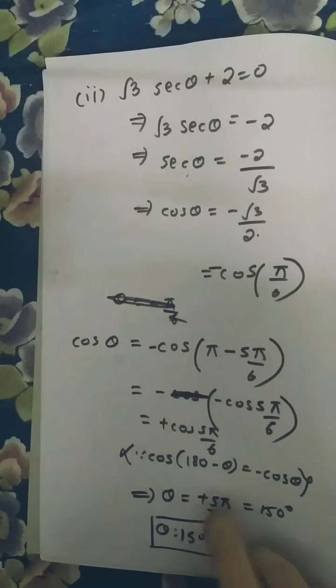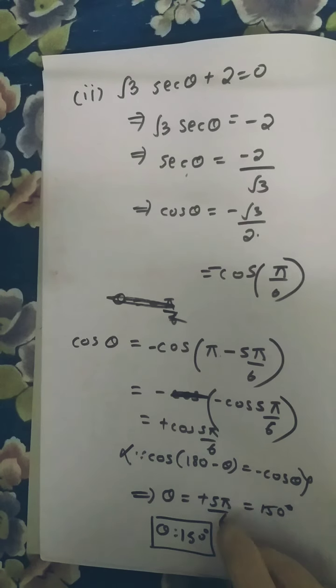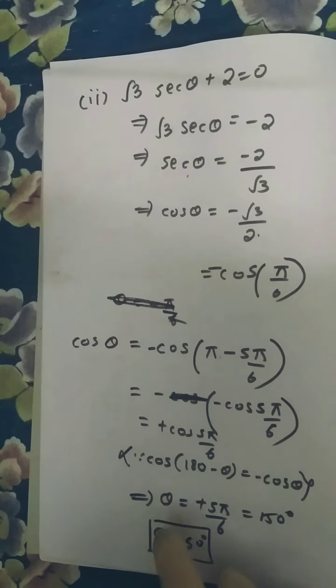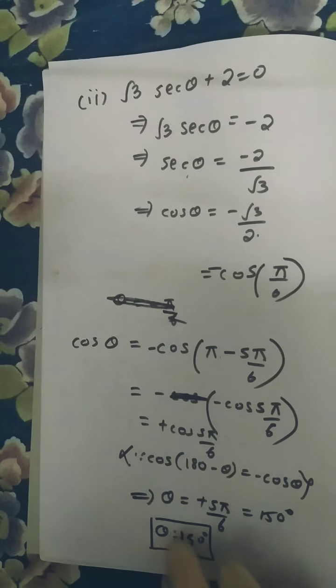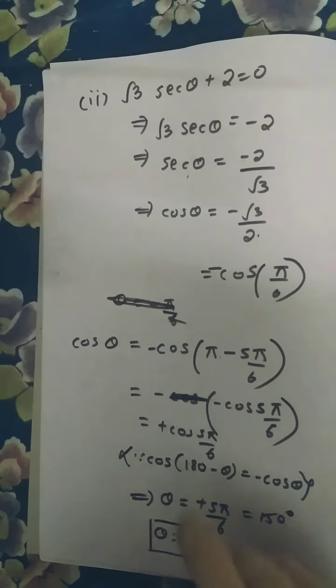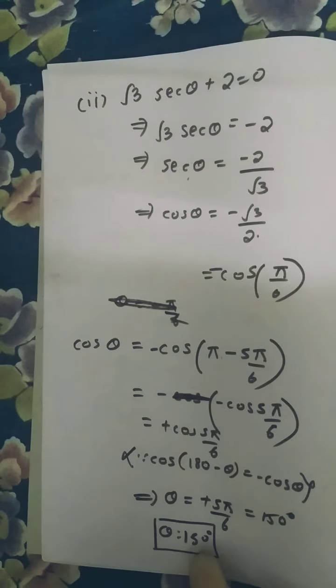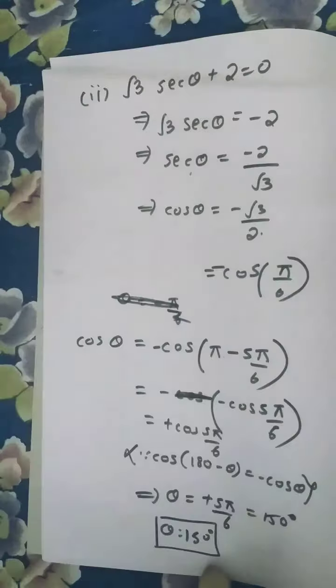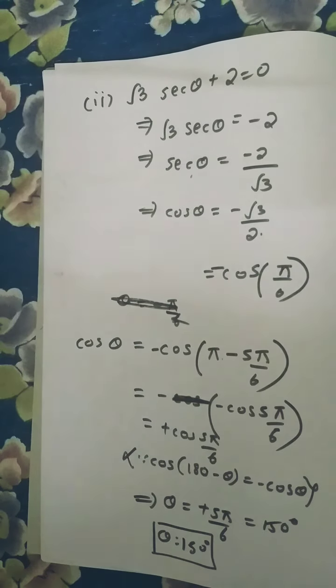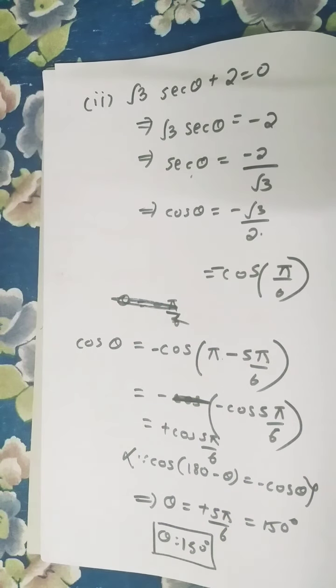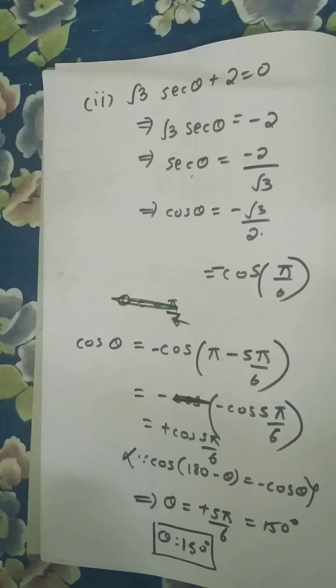If I simplify this I'll get 150 degrees. How? 5 into 180 by 6. 180 by 6 is 30, 30 into 5 is 150. So I'll get the value of theta as 150 degrees. Why am I making this minus pi by 6 as positive? Because I want the values of theta to be positive here, since I know that cos will lie in the range of 0 and pi, that is positive values.